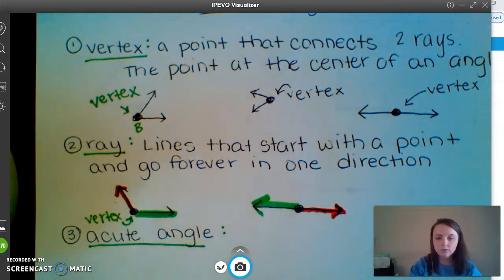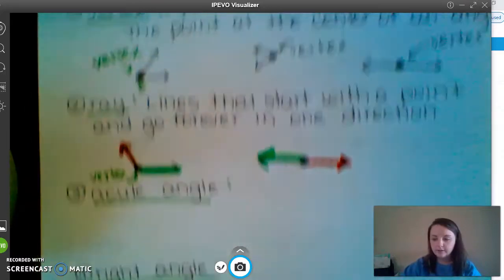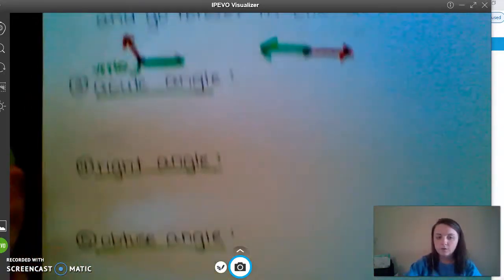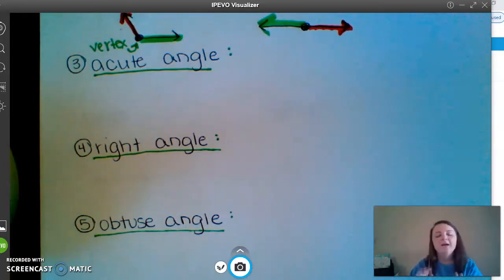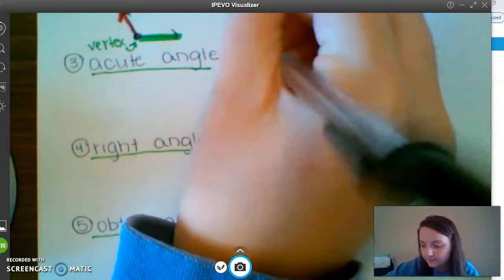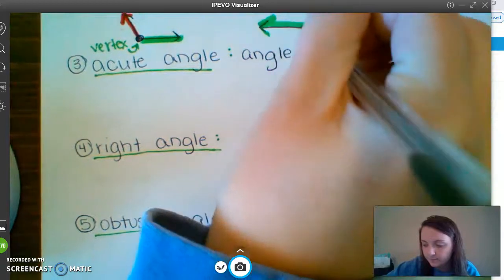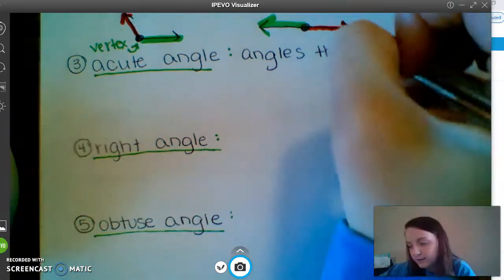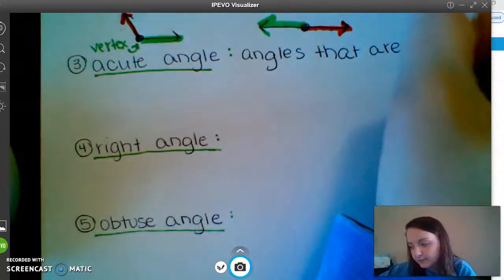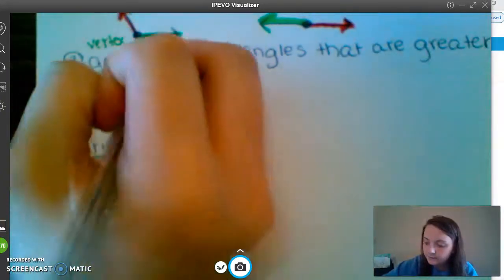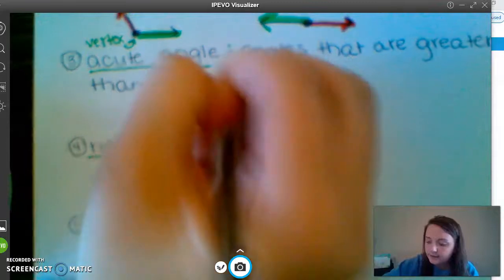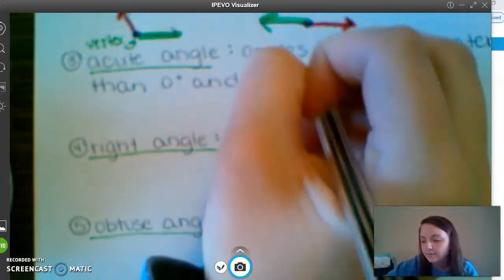So now let's jump into the different types of angles. So an acute angle. The way I think about this, and I have a little baby, is you think, oh, a cute little baby. They're little, right? So acute angles are just angles less than 90 degrees. But they've got to be greater than 0. So angles that are greater than 0 degrees and less than 90 degrees.